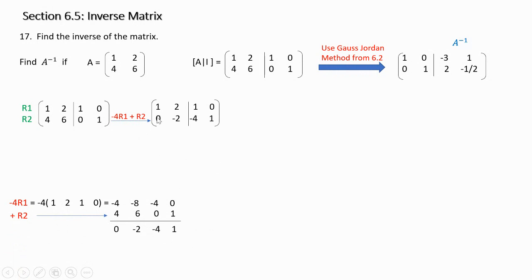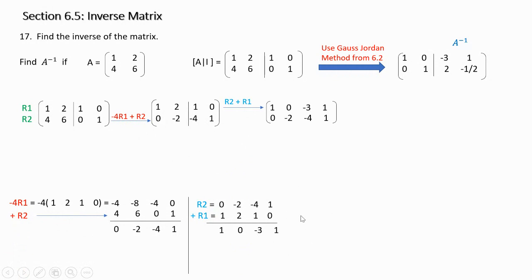So that's my new row 2. If you notice, I already made that a 0. Now my second step, that has to be a 0. So I'm going to use row 2. That 2 on top is going to change. So I'm just going to add them. Row 2 plus row 1. Right? And remember step 2, row 2 stays the same. And here's my work. Row 2 plus row 1 is going to give us 1, 0, -3, 1. That's my new row 1, right?